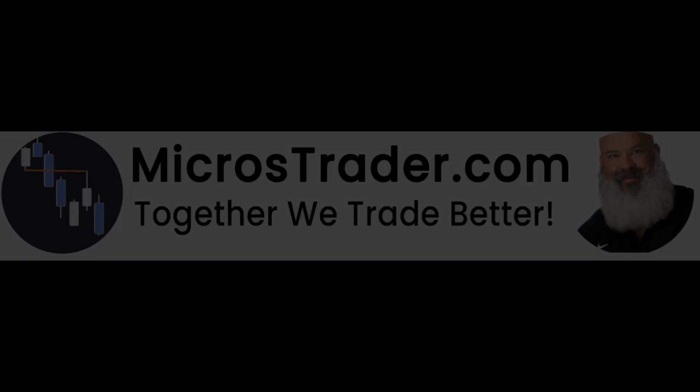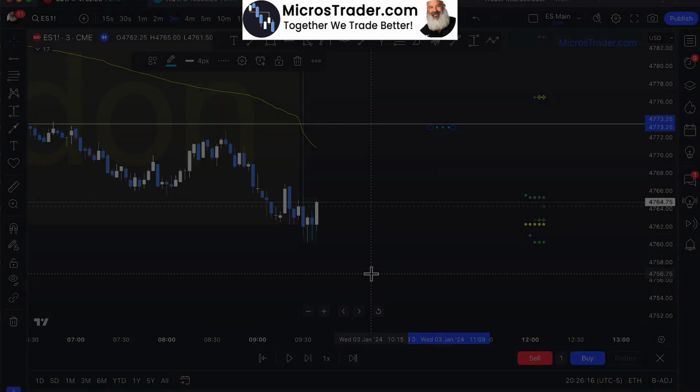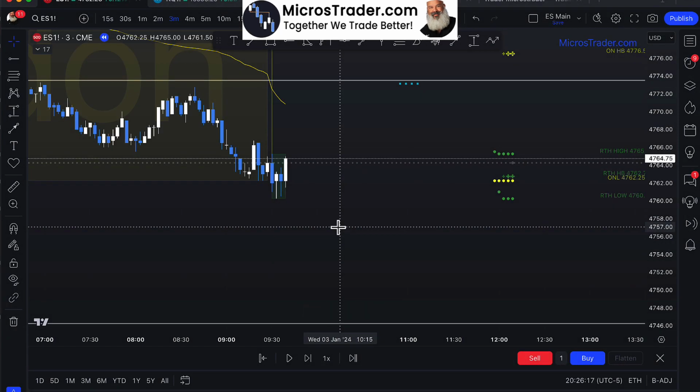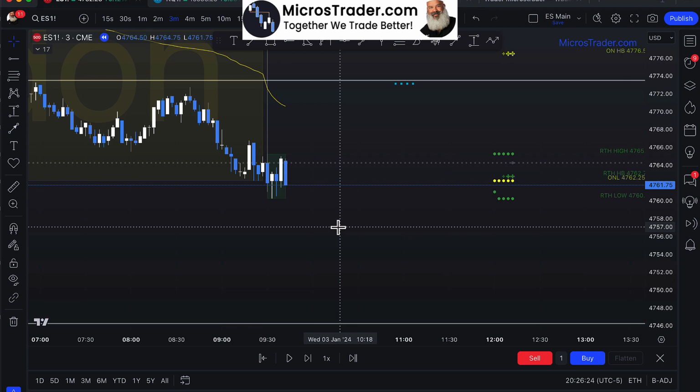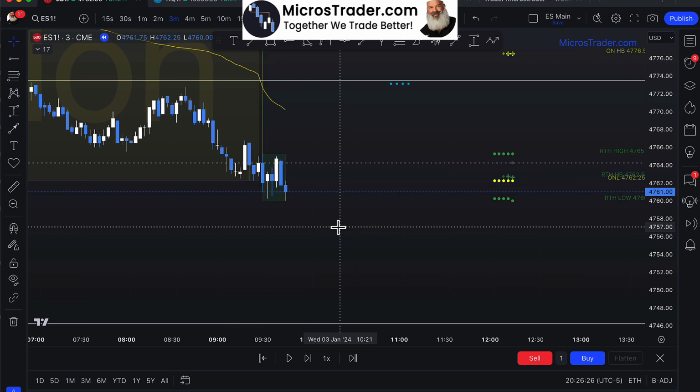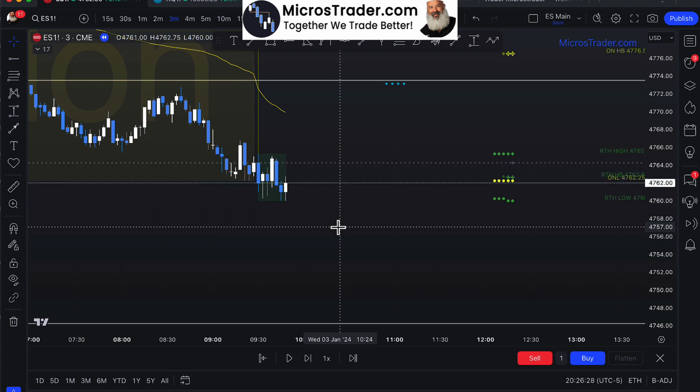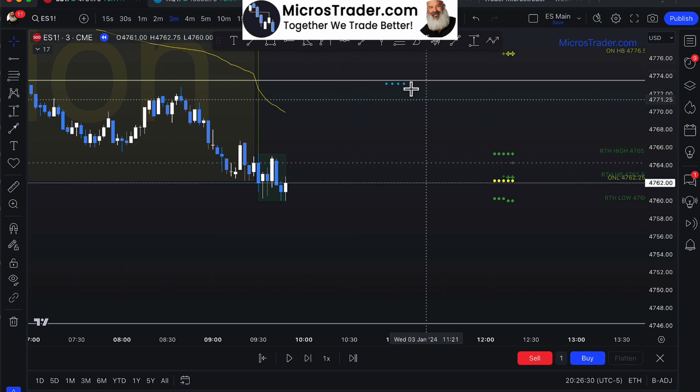Alright guys, let's do something fun here, and let's walk through the day together, candle by candle. So it's shift and right arrow to advance. Alright, we got a potential break level there. 1 candle clearance, 2 candle clearances.